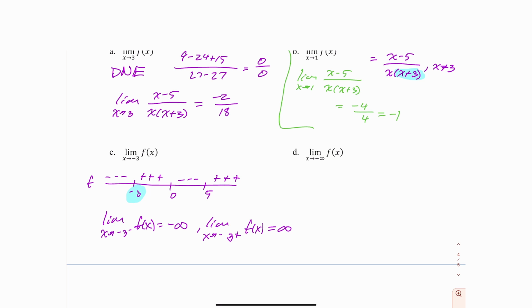They're not the same. So the limit as x approaches negative 3 just does not exist. If they were the same, we could potentially say infinity or negative infinity. In this case, does not exist is the only option.